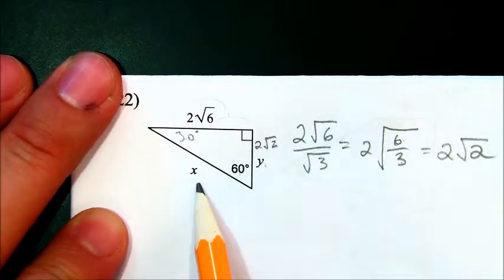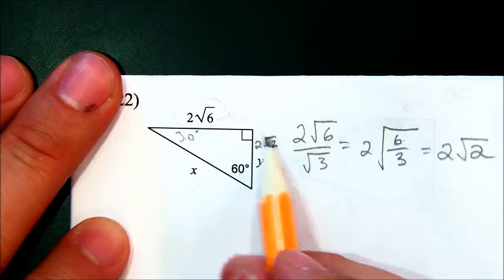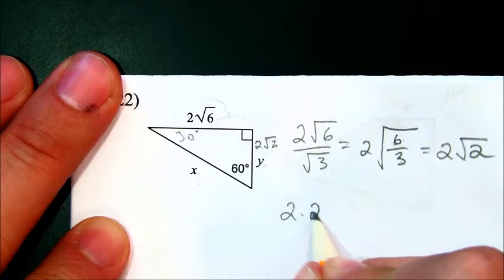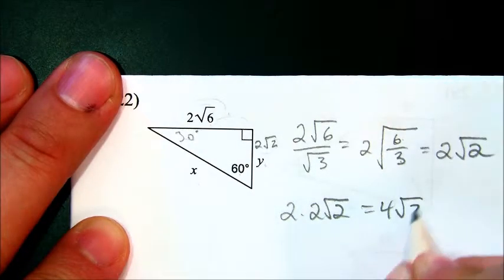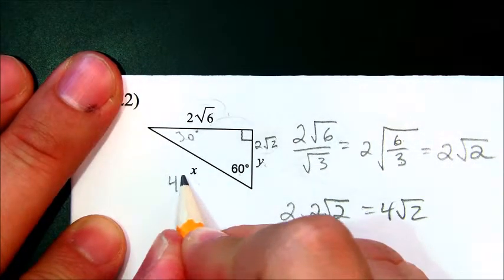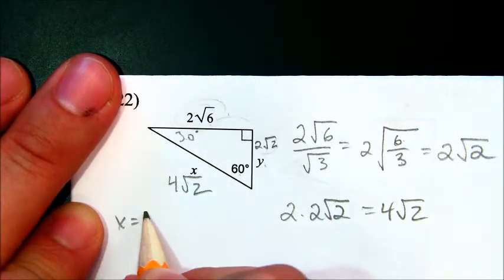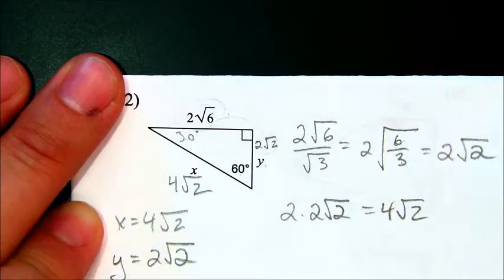Now to get the hypotenuse, I'm going to multiply the short leg length by 2, so I get 2 times 2 root 2, which is 4 times the square root of 2, 4 root 2. So x is going to be 4 root 2, and y is going to be 2 root 2.